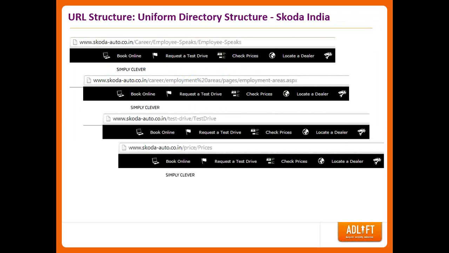There's another example of Skoda's website, where you can see multiple directories have been called out in different folders. Take the first example, where "employee speaks" has been repeated 2 times. And if you see the other examples for test drives and prices and others, this is not consistent throughout the website. You don't need "employee speaks" two times in a URL, or "test drive" two times in your URL, or "prices" two times in your URL.